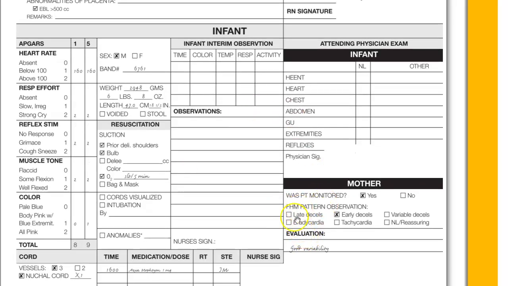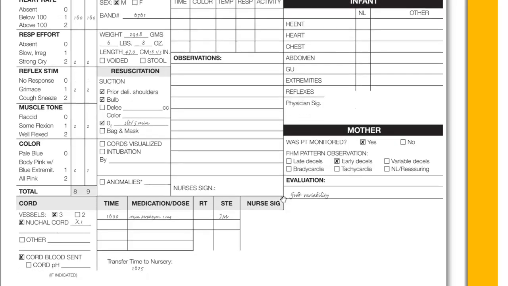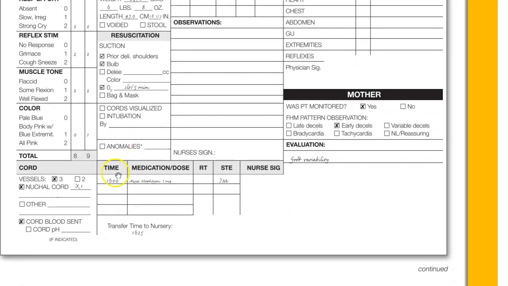So here again, fetal heart, they were monitoring that because the baby did have some early decelerations. Again, nothing too abnormal. The nuchal cord, again, was noted here that the baby had that around and was entangled.